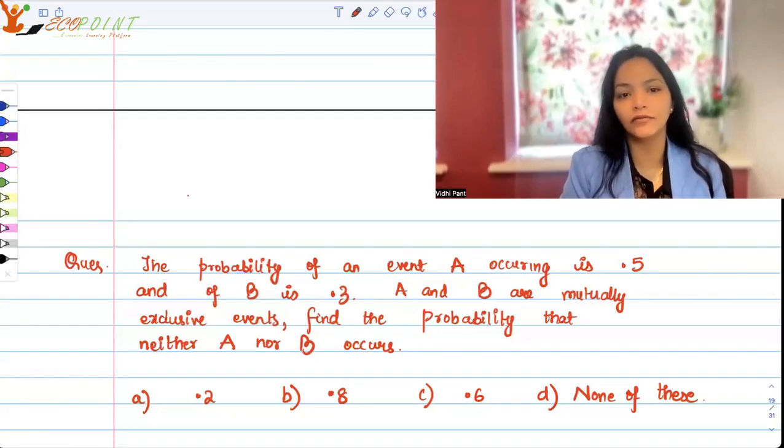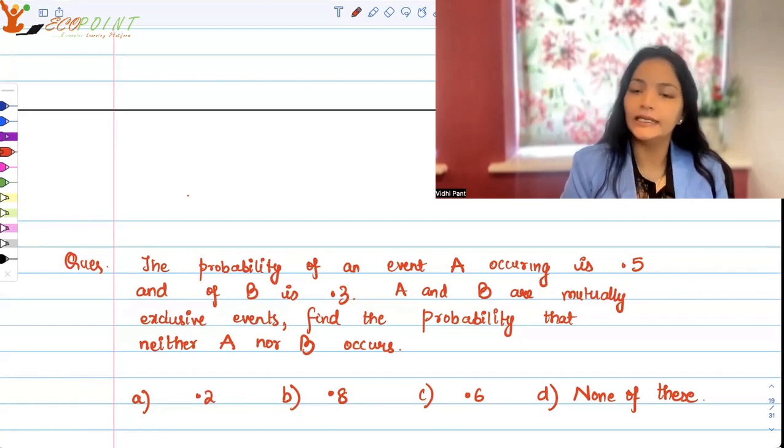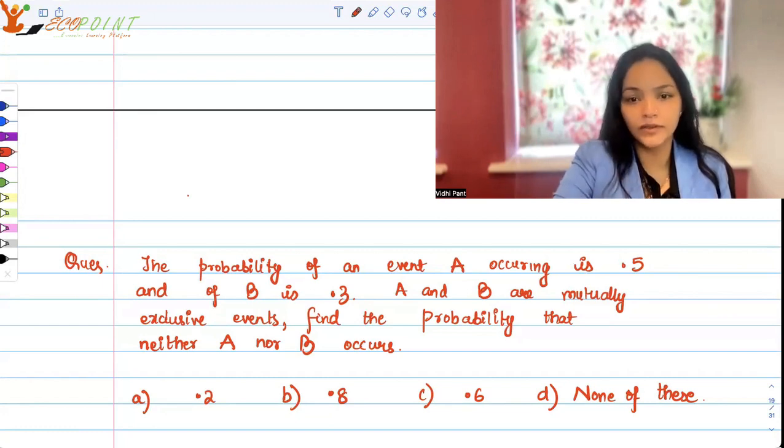And today I have a probability question for you. The probability of an event A occurring is 0.5 and of B is 0.3. A and B are mutually exclusive events. Find the probability that neither A nor B occurs.